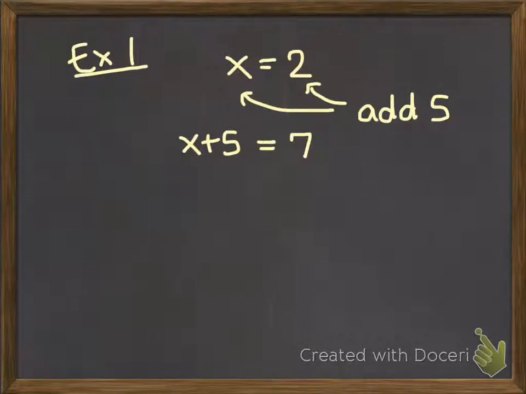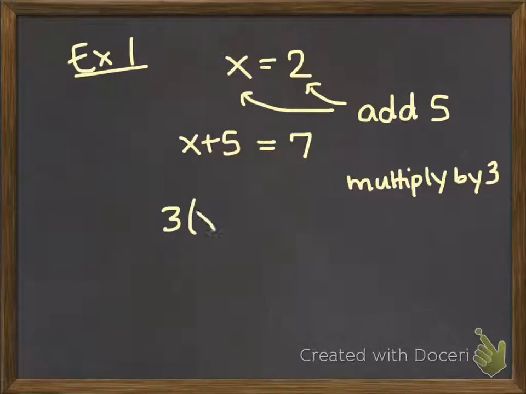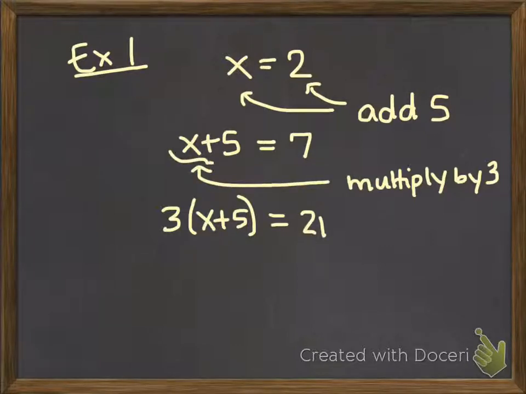Okay, we're going to do another step. Let's say we'll multiply by a number. Let's say multiply by 3. I'm going to do this to both sides. So I'll have 3 times (x plus 5). And then when I multiply 7 times 3, it's 21. So I multiplied the whole thing by 3, then I multiplied the 7 by the 3.